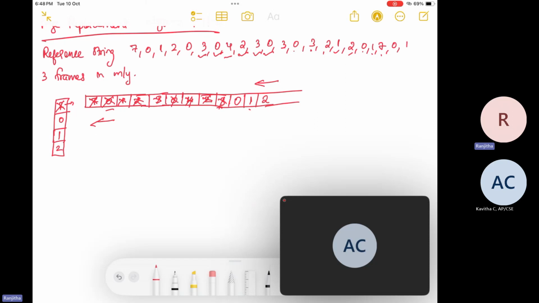Now when 7 is referred, 7 is not there. 0 is replaced and 7 is brought in. Now when 0 is referenced, 0 is not there. 1 will be replaced and 0 will be brought in. Now again when 1 is referred, 1 is not there. So 2 will be replaced, 1 will be brought in. Okay, so finally we have in the memory the pages 7, 0 and 1.